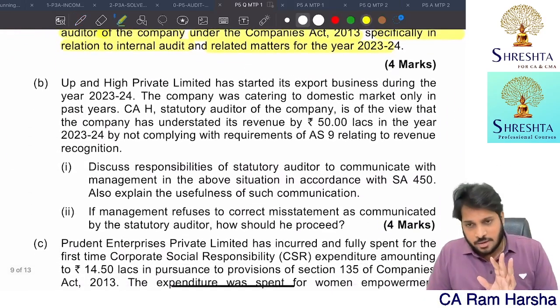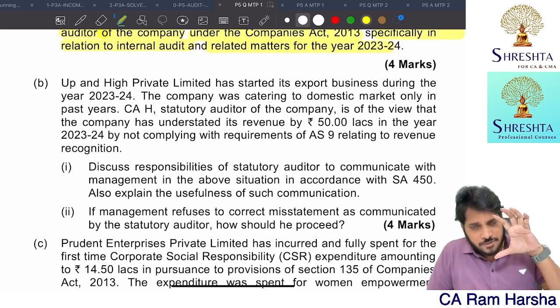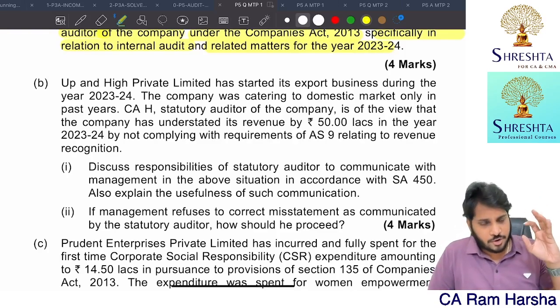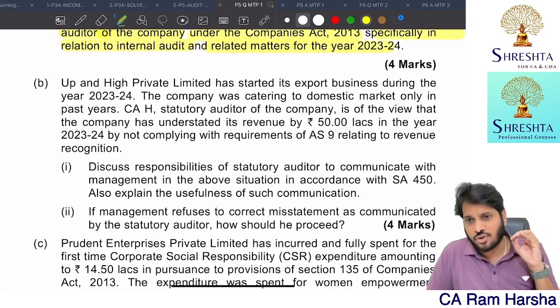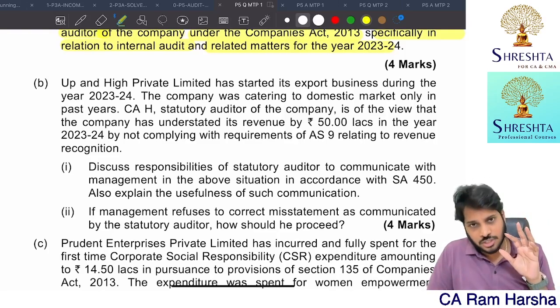By the way, when you're watching MTP videos, you must first have finished the entire preparation. Then only come and read MTP. If you have not yet covered the revision part, better finish the revision and then continue watching this MTP. Because when you're reading MTP, you must be able to recollect at least whatever you revised.